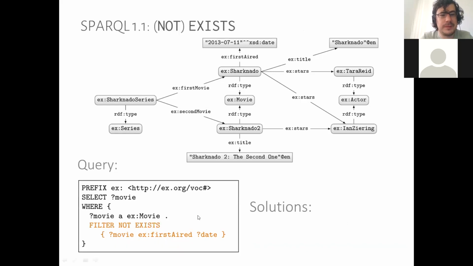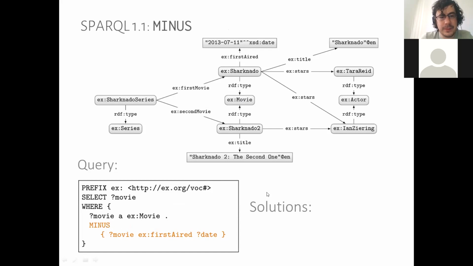So in SPARQL 1.1, which maybe some of you found as well while doing the previous lab, there are two explicit forms of negation. One is filter not exists, where essentially this query asks for give me movies such that there does not exist a first air date for the movie. So this is a negation similar to except in SQL. The solutions for this would be Sharknado 2, because Sharknado 2 does not have a first air date. On the other hand, we don't get Sharknado as a result, even though it is of type movie, because it has a first air date. So this is all of the movies such that they do not have a first air date.